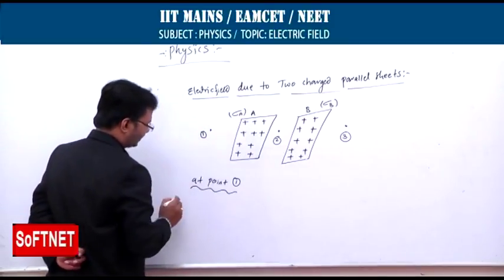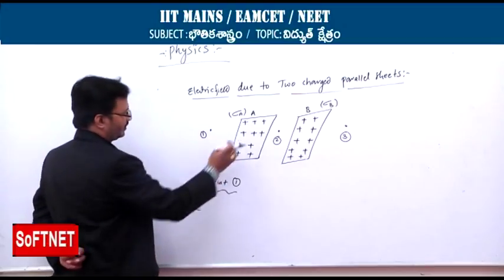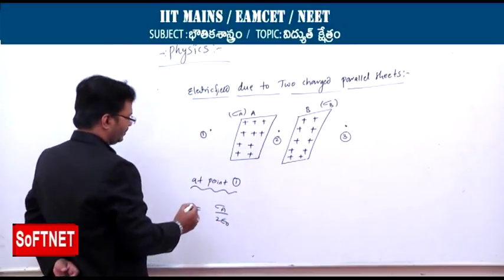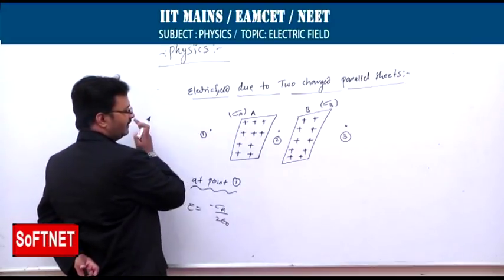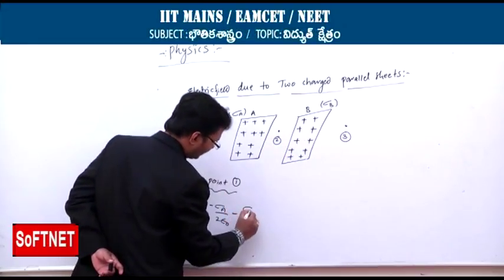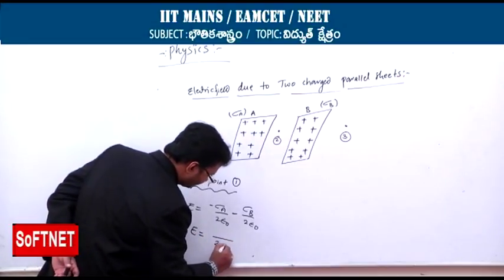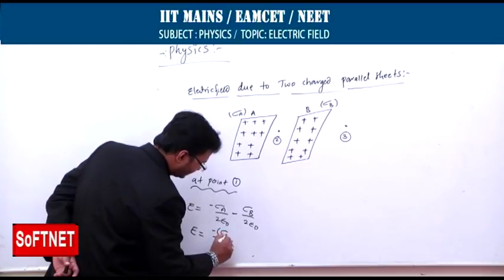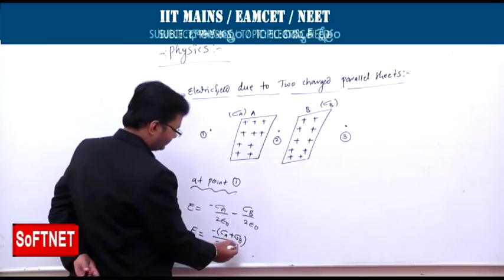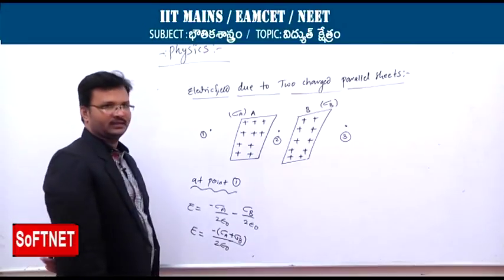Now at point 1, the electric field in this region is due to sheet A and sheet B. Due to sheet A, what is the formula? Sigma A by 2 epsilon naught, minus. Why minus? Because the point is on the left side of the sheet. Next, due to sheet B it is also minus, because it is also on the left side. Now, what is the total electric field intensity? Minus sigma A plus sigma B by 2 epsilon naught. This is the electric field intensity due to these two sheets at point 1 in region 1.